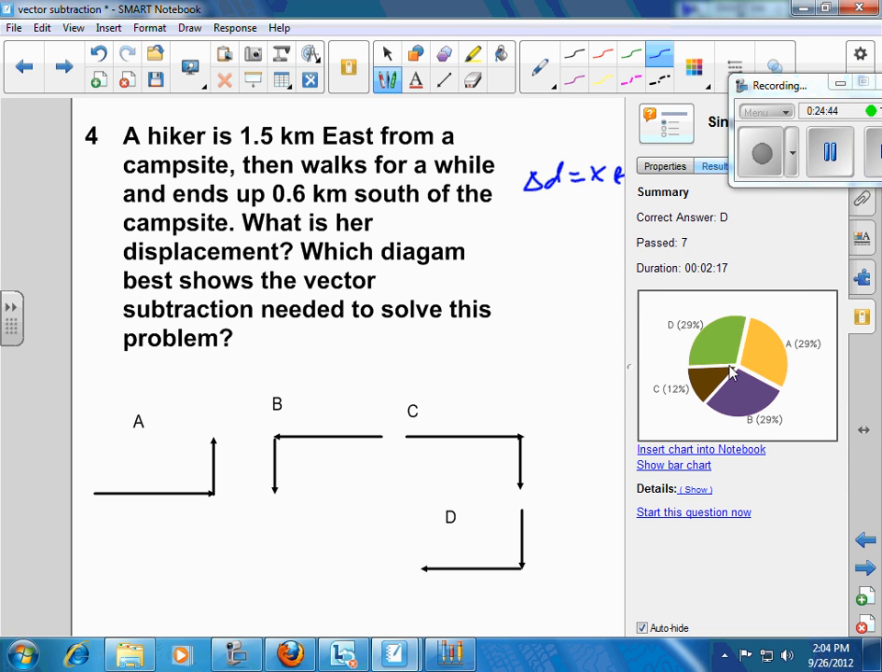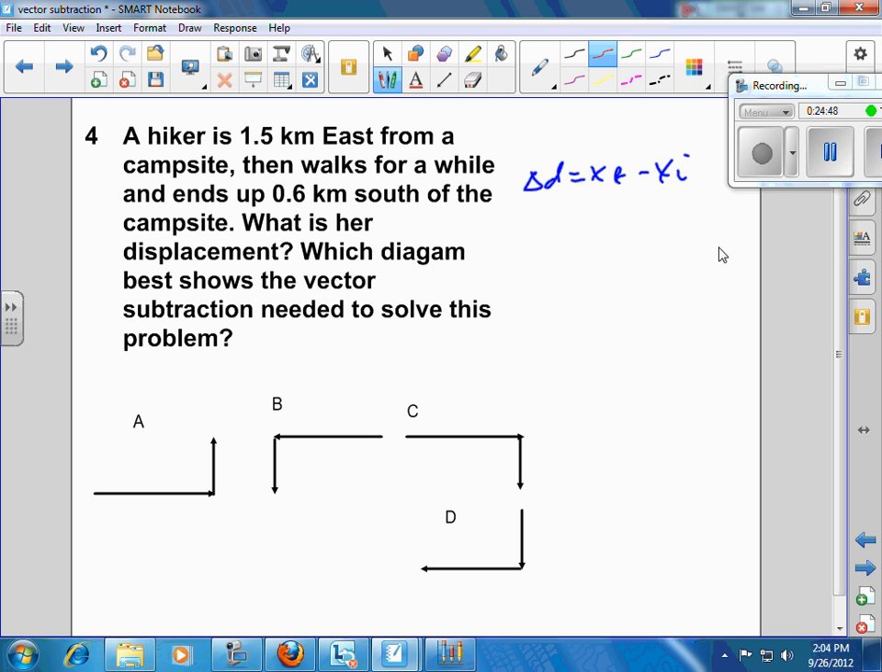Which one is the initial one? The hiker is 1.5 kilometers east from a campsite. That's the initial. Then she walks for a while and ends up 0.6 kilometers south. So that's the final. So you have to go south first, and then subtract the initial, which is now west.